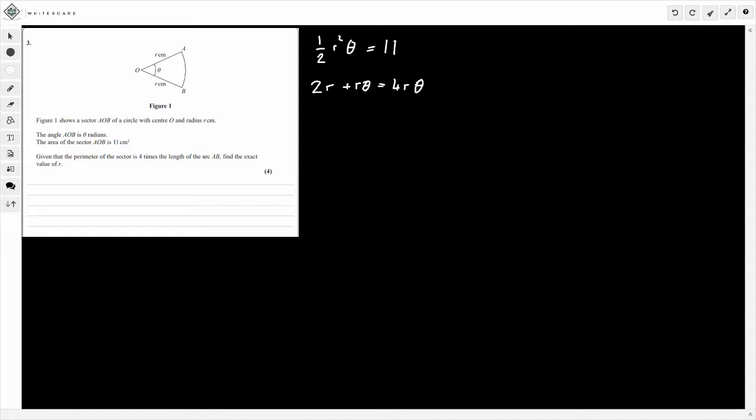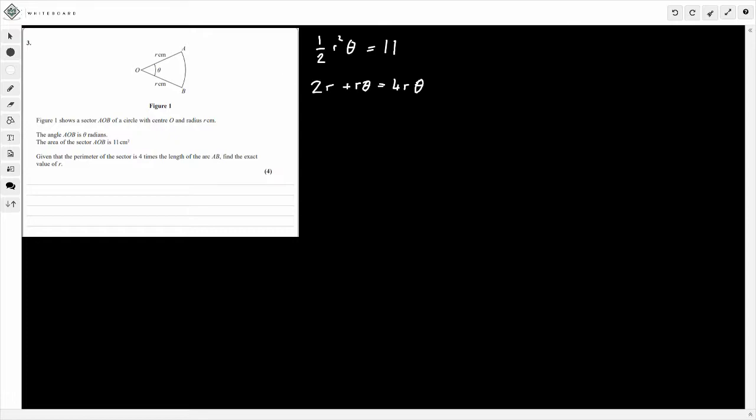Now, we have 2 pieces of information which we've assigned into equations. Now we just have to do a bit of substitution. There's a couple of ways you can do it. What I'm going to do is get this top equation in terms of theta and substitute it back into this here. So half r squared theta is equal to 11. So I want it to be theta equals.